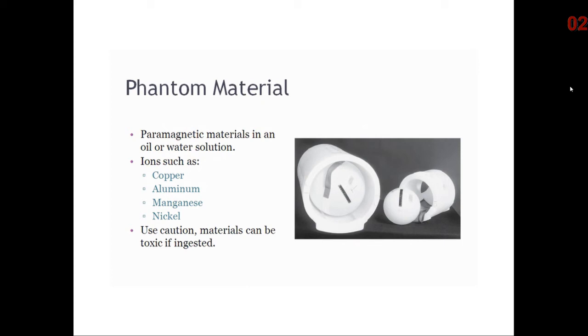In general, QC phantoms will contain paramagnetic material in an oil or water solution. Common ions such as copper, aluminum, manganese, and nickel are often used. These materials are used to mimic biologic tissue and to shorten T1 relaxation time for strong MR signal. Relaxation times can vary with different material, the main magnetic field strength, and the temperature of the phantom.